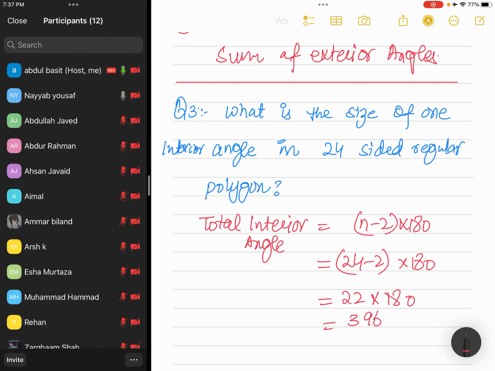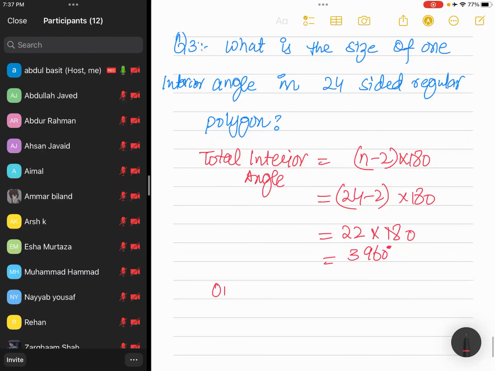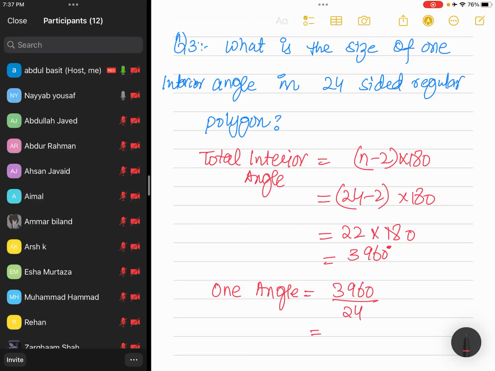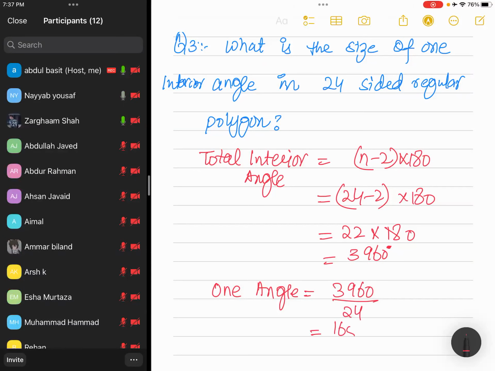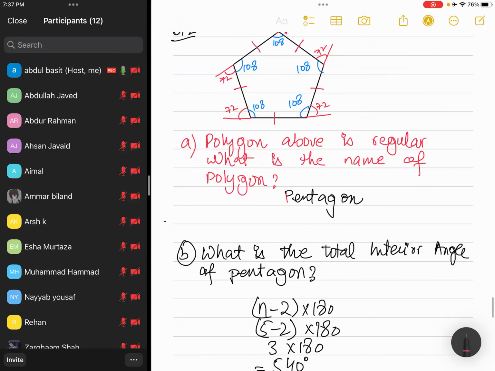3960 degrees. Okay. As it is a 24-sided polygon, one angle would be 3960 divided by 24, because it's regular. Regular means all sides are equal and all angles are equal. So dividing by 24 would be 165. Okay, 165.